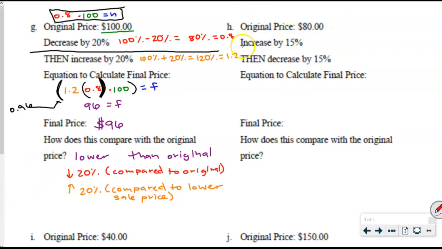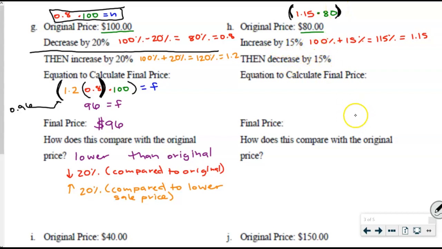Okay, let's do this together. If it increases by 15%, that's going to be 100%, plus 15% is equal to 115%. That is 1.15. Don't go any further. Let's just stop there for a second. What would I do with just this information alone? I would go 1.15 multiplied by the original amount of 80. And that is going to give me the new price, right? I'm just going to take that, put it in parentheses. That's going to give me that new price.